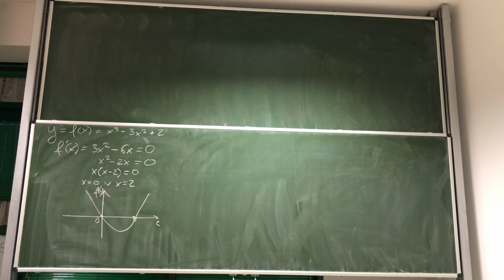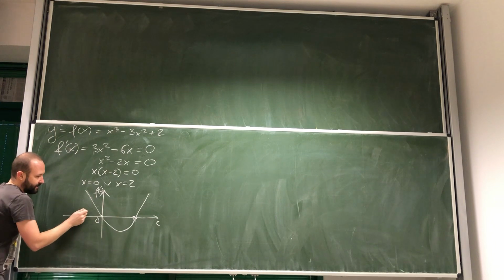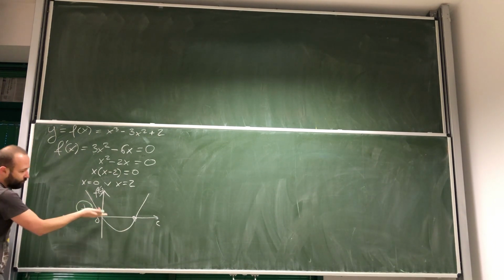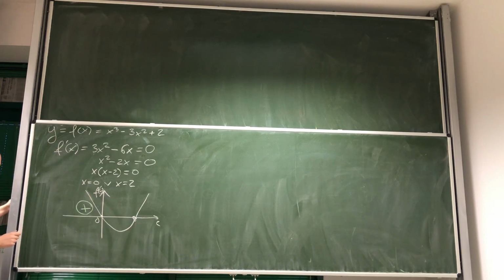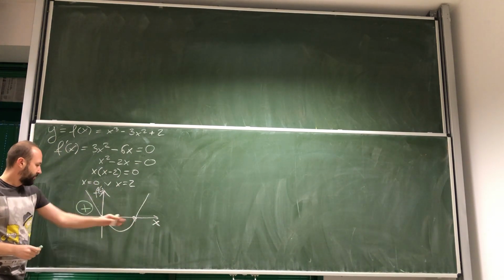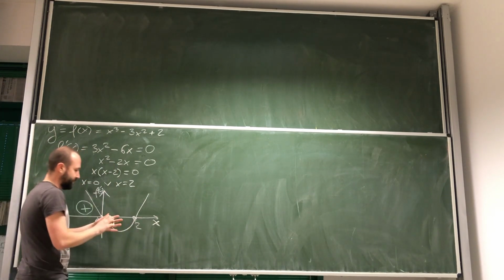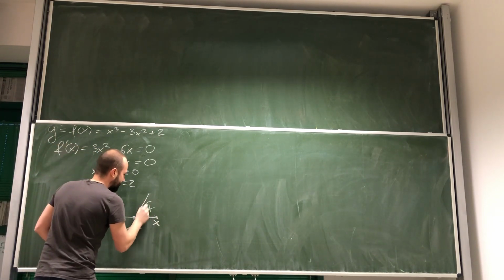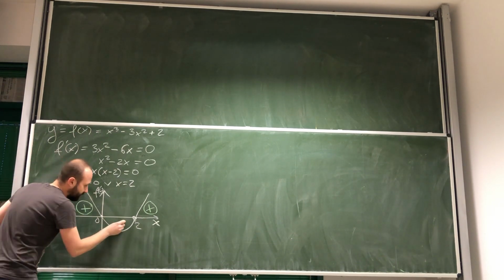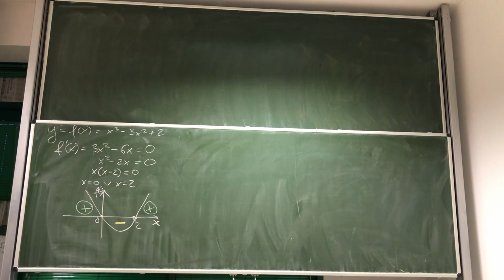Okay, so look, what have we learned from it? We see that the derivative from negative infinity to 0 is positive. And from 2 to infinity is also positive. On the other hand, between 0 and 2, it is negative.